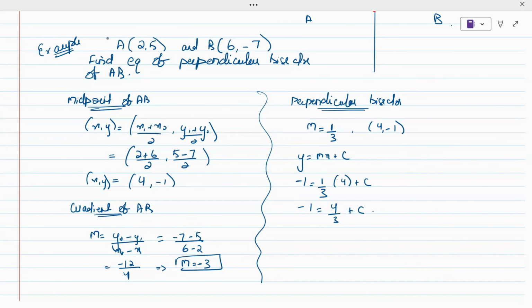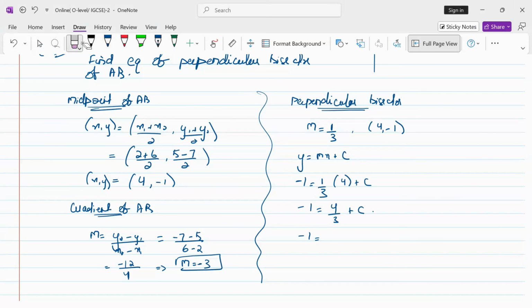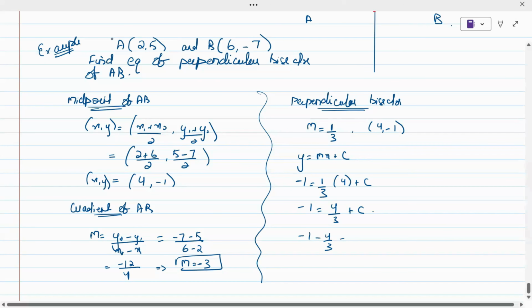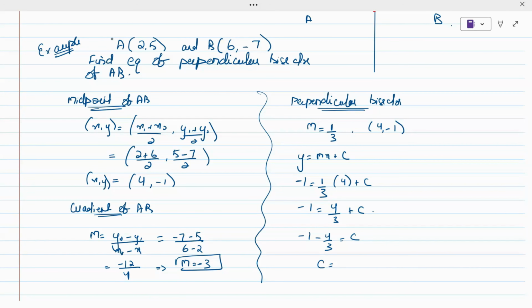And like I said earlier, please be careful about the mistake here. Move this 4 upon 3 to the left side. So minus 1 minus 4 upon 3 is equal to c. So c would be equal to 3 into minus 1, that's a minus 7 upon 3. Finally, the equation would be y is equal to mx plus c, and it would be y is equal to minus 3x minus 7 upon 3.